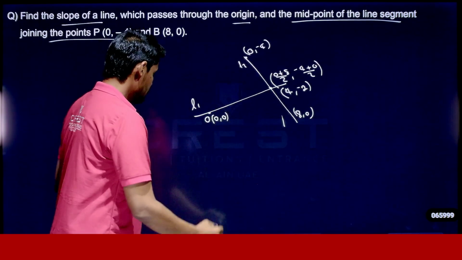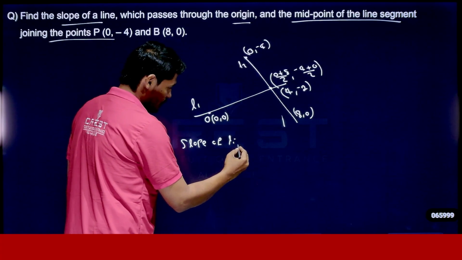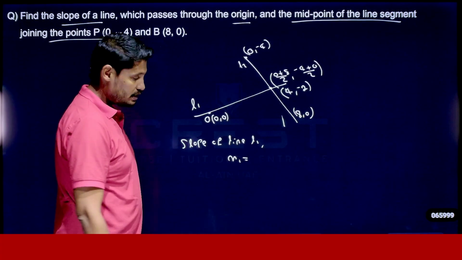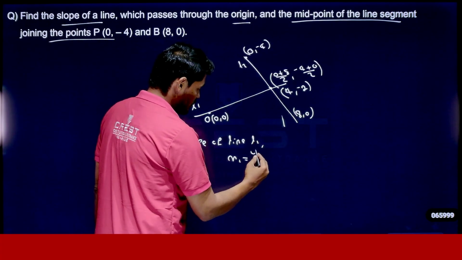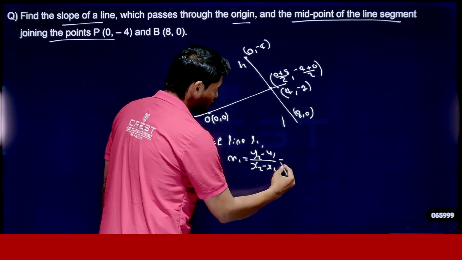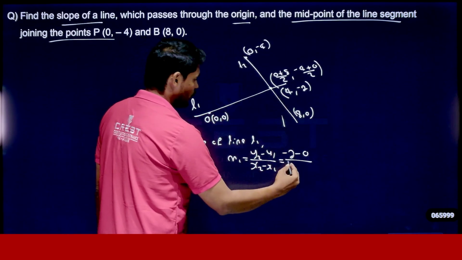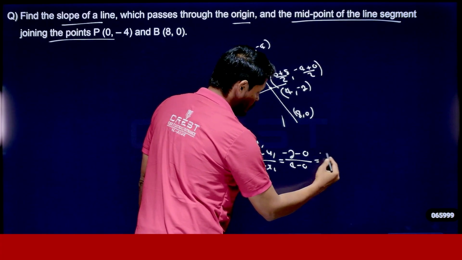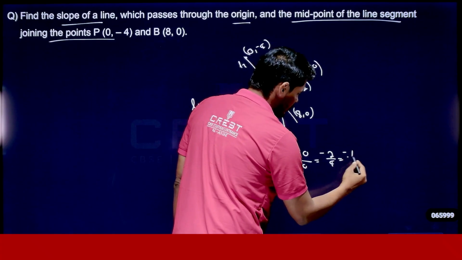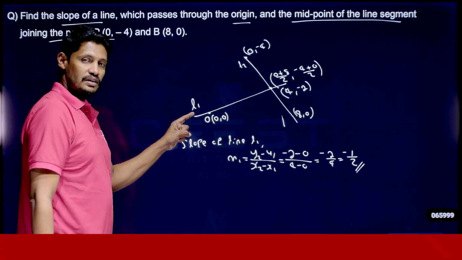So what is the slope of the line? Slope of line L1, that is m1, equals (y2 minus y1) divided by (x2 minus x1), which is (minus 2 minus 0) divided by (4 minus 0). That gives minus 2 divided by 4. Simplifying further, you get minus 1 by 2. So the slope of this line is minus 1 by 2.